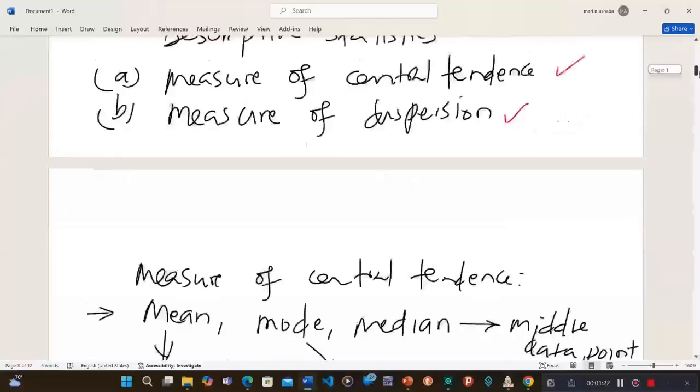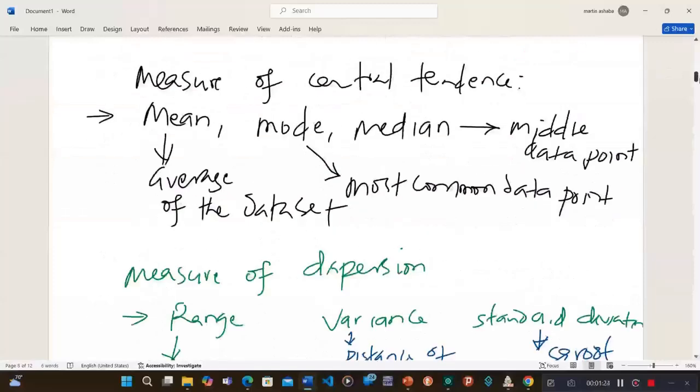Now, what is the measure of central tendency? It means we are calculating for mean, we are calculating for mode, we are calculating for median, and mean is basically the average, mode is the most common data point, and median is the middle data point.